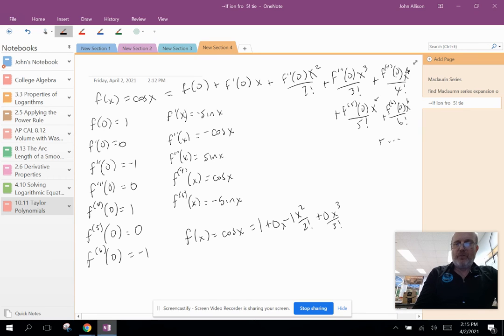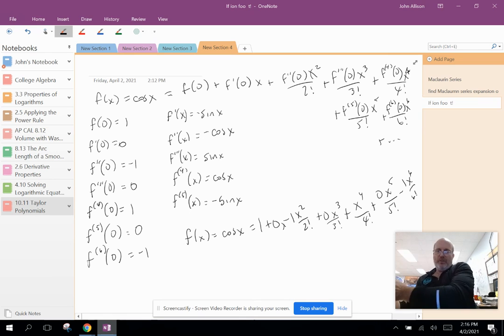And then the fourth derivative was 1 again, so this is going to be plus 1 times x to the fourth over 4 factorial. The fifth derivative was 0, so we end up with 0 times x to the fifth over 5 factorial. And then the sixth derivative was negative 1 again, so that's going to be minus 1 times x to the 6th over 6 factorial. This pattern just continues, but all of the odd powers of x are multiplied by 0, so they're gone.